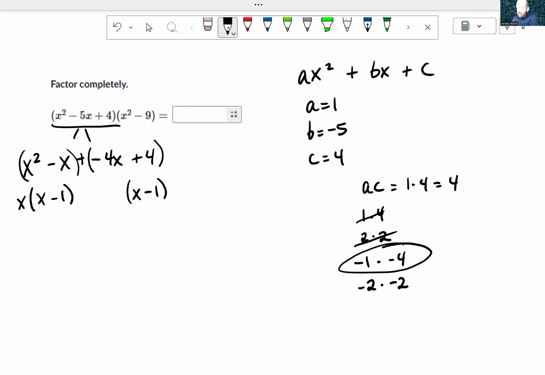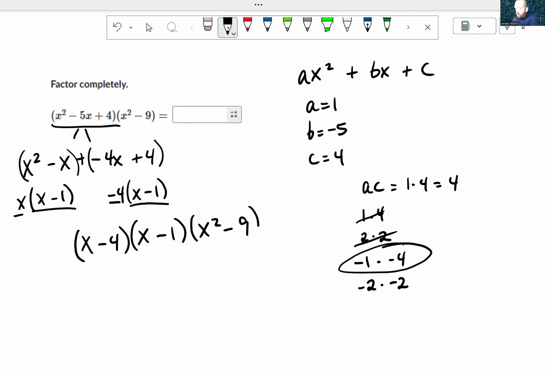Figure out what times x is -4x. That's -4. And then also checking to see, does -4 times -1 equal +4 when we multiply that out? So we should be able to multiply those and it equals that at the end. And it does. -4 times -1 is +4. Now we're going to merge those together. We get x minus 1 and x minus 4, write these separate, and multiply everything together. Now we're going to write the x squared minus 9 down here.